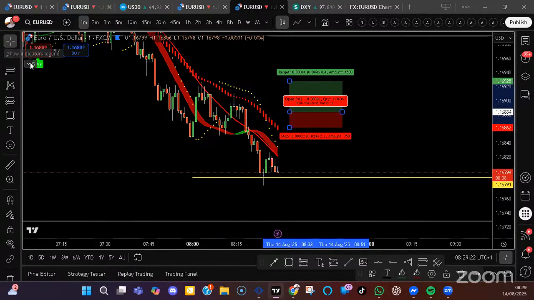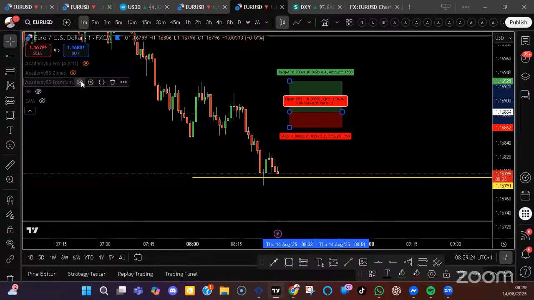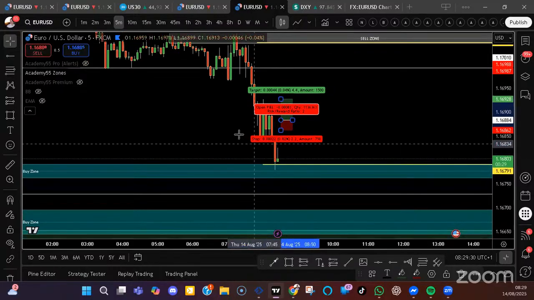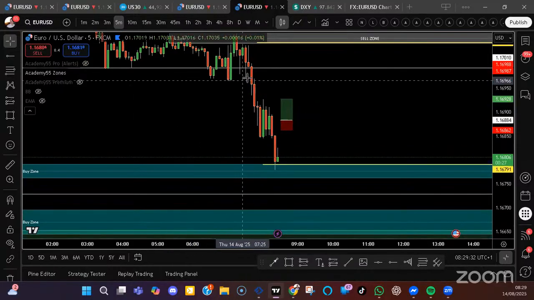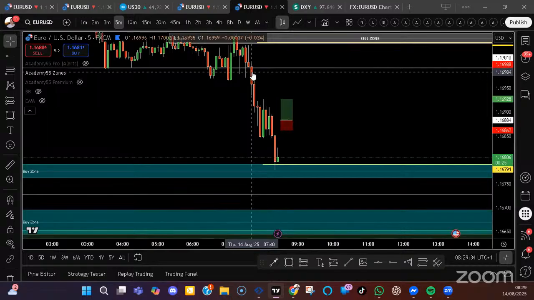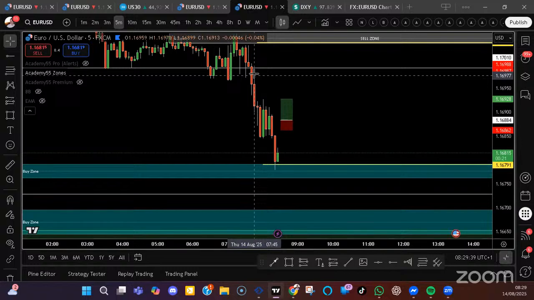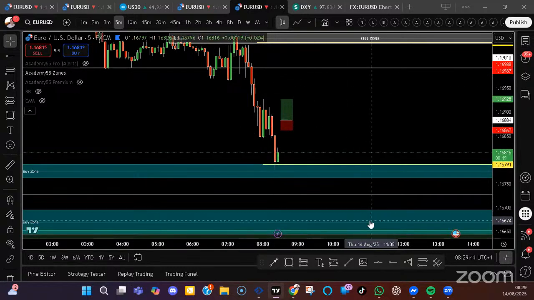Let's have a look at this. Take the indicators off. I'm going to go on the 5-minute time frame just to have a look and see what's going on there. We've got imbalances here on that candle, which is good for us if they wish to go and fill these before going even deeper down.